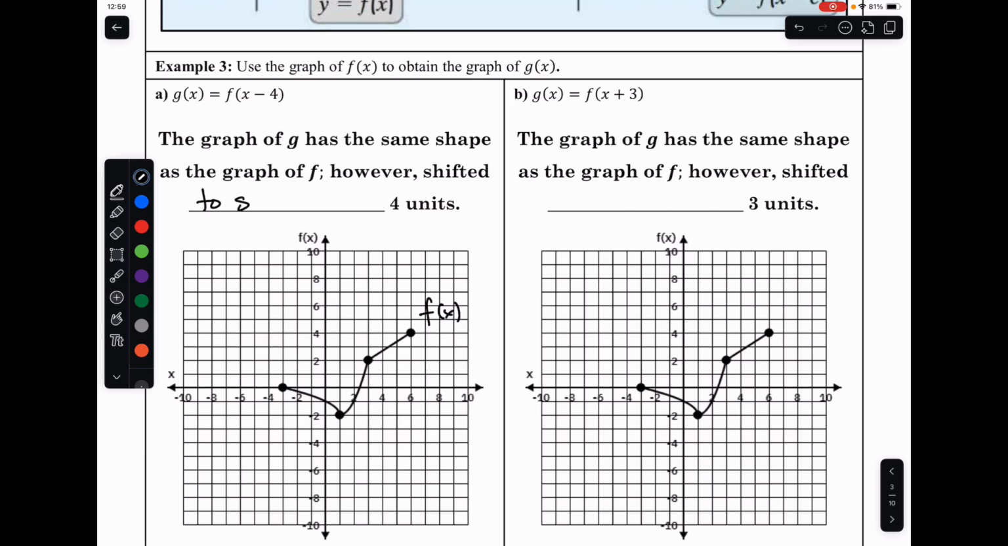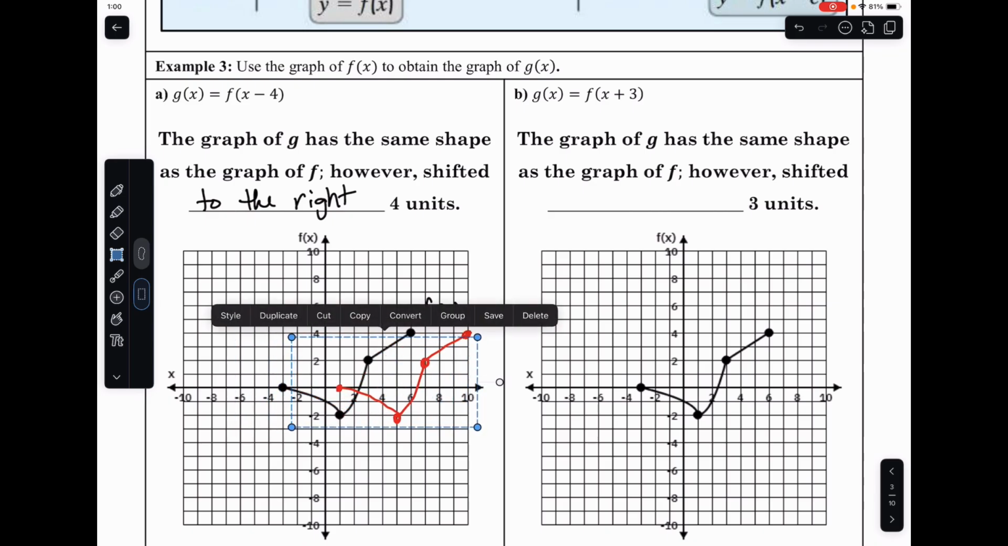However, it's simply shifted to the right by 4 units. So we're going to get these points. Let me just trace over this. And we're going to get these points and move those points to the right 4 units. So 1, 2, 3, and 4. See, everything has been moved a total of 4 units to the right.